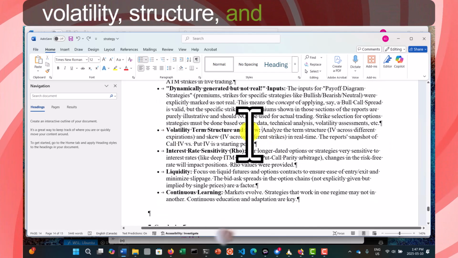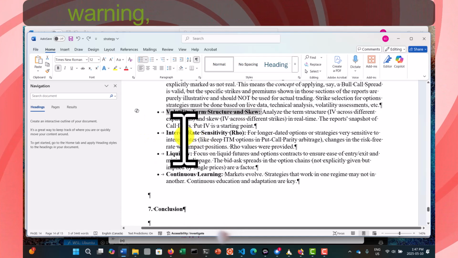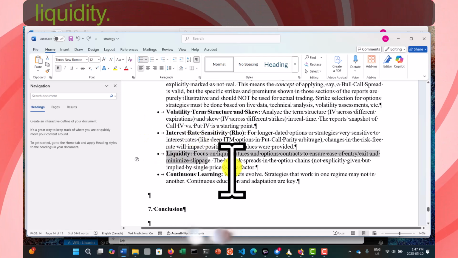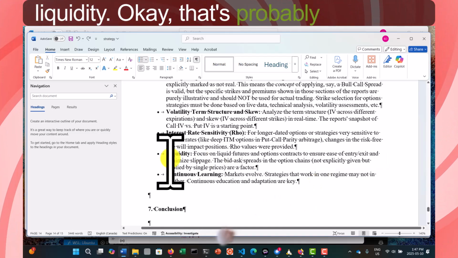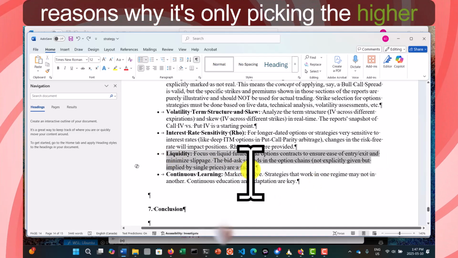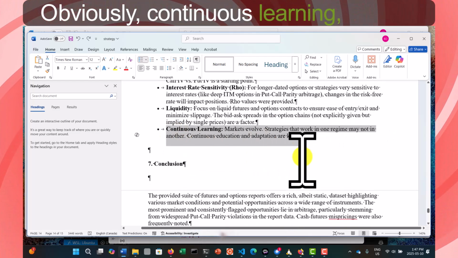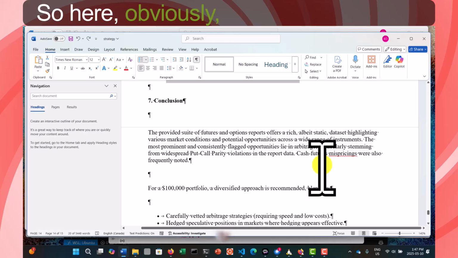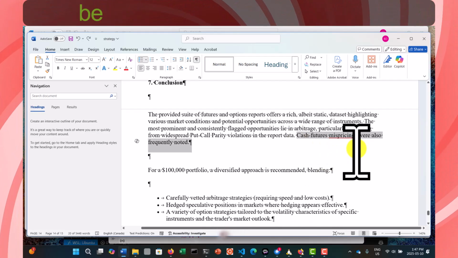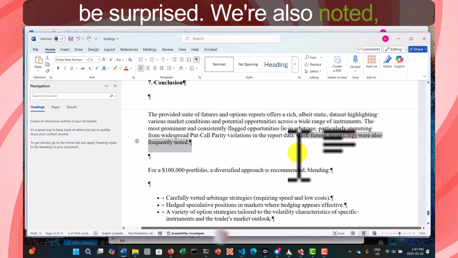Volatility, structure, and skew, okay, another warning. And then there's the row, liquidity, okay. That's probably one of the reasons why it's only picking the higher volume data, because of liquidity. Obviously, continuous learning, all that. So here, obviously, the warnings, cash futures mispricing were also noted.